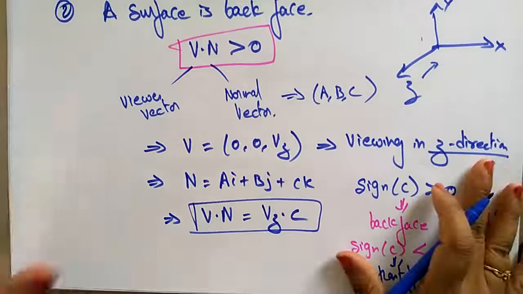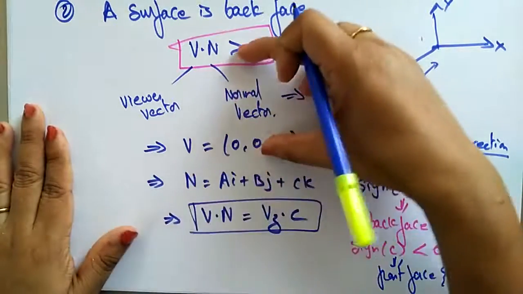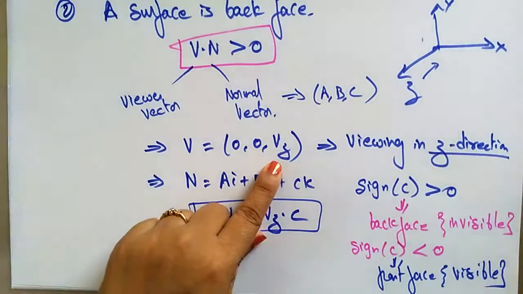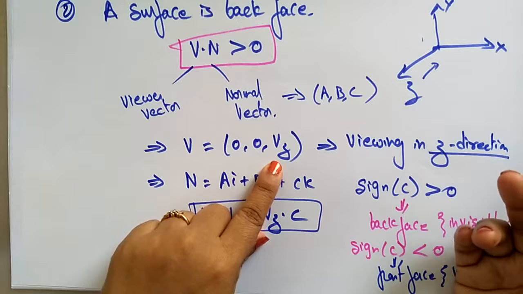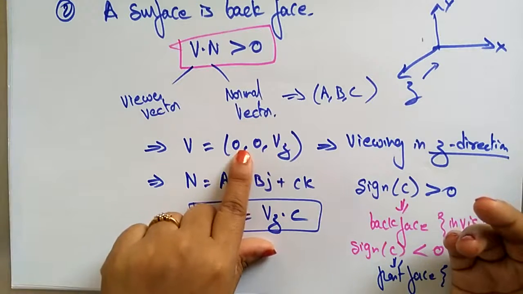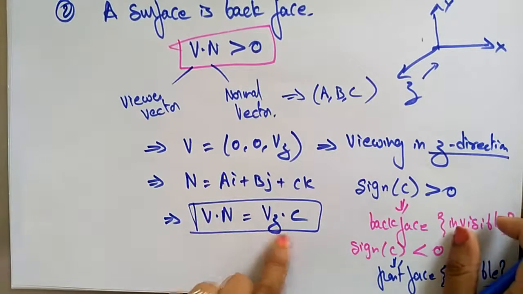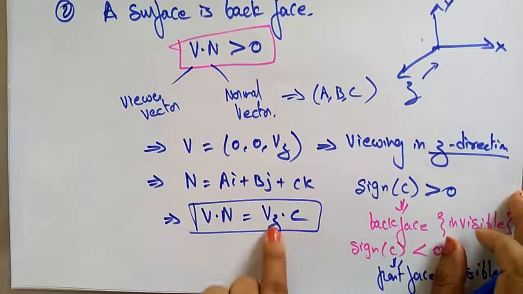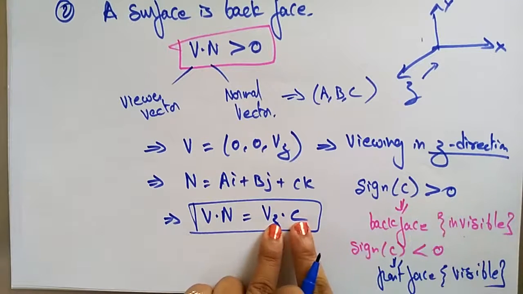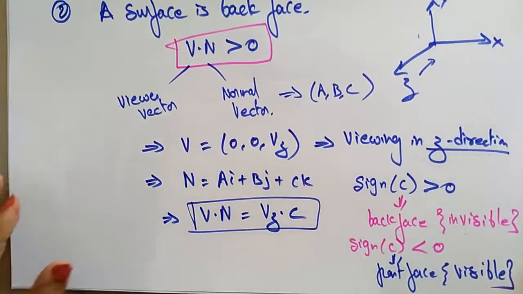So in the second way, a surface is a back face whenever V dot N is greater than 0. How do I get this? If the person is seeing in the Z direction, then Vz and the remaining axes are zeros. Multiply V dot N, you get Vz dot C. If the sign of C is greater than 0, meaning the positive sign, then obviously the surface is a back face.